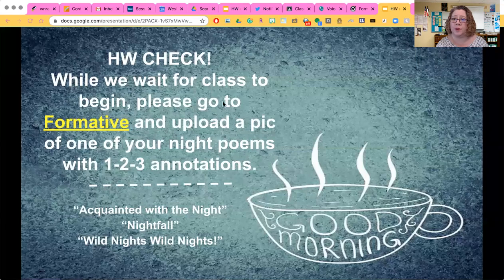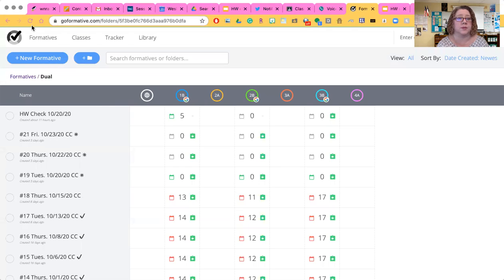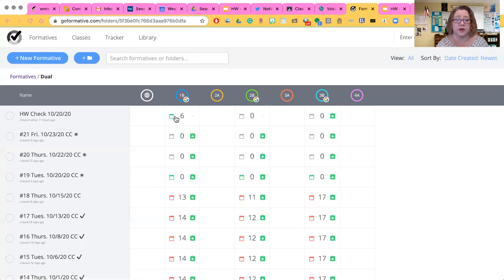I know a couple of you just joined a couple of minutes ago. We did have a moment at the beginning of class where I asked people who are here and on time and have their homework done to submit a picture of one of the poems that you worked on for today. All 3 of them were about night, very different aspects of night. But pick whichever one you think is your best 1, 2, 3 annotation. I want to see how we're doing with that, how that's coming, that process, and then just upload a picture of it to Formative. Let's see how many people have already done it. Yes, there's already 6.